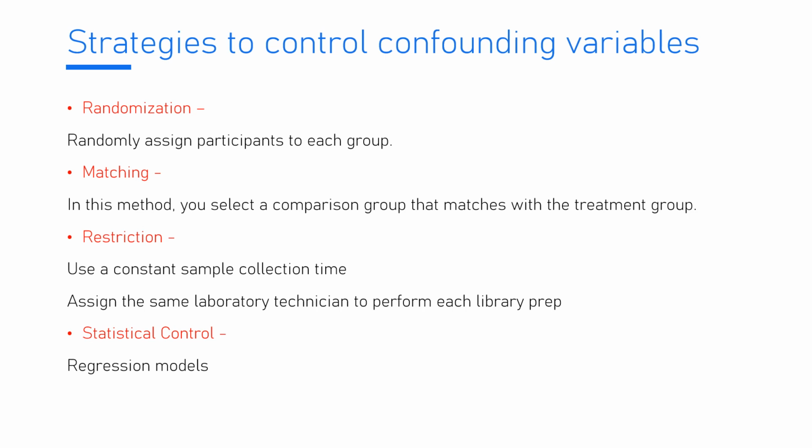Matching. In this method, you can select a comparison group that matches with the treatment group. For example, you can match your subjects in your study based on age, based on gender. This will allow you to include a wider range of subjects.